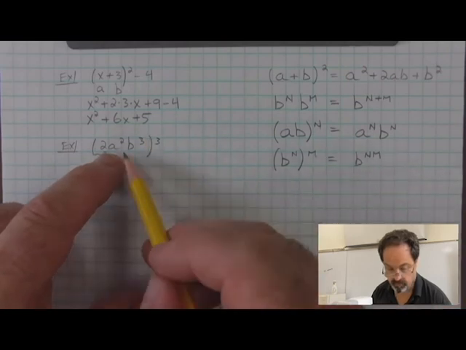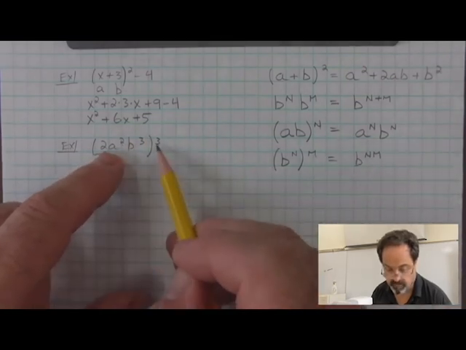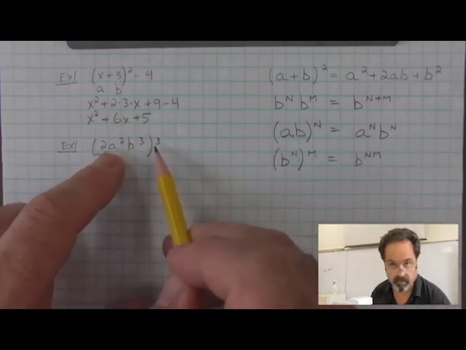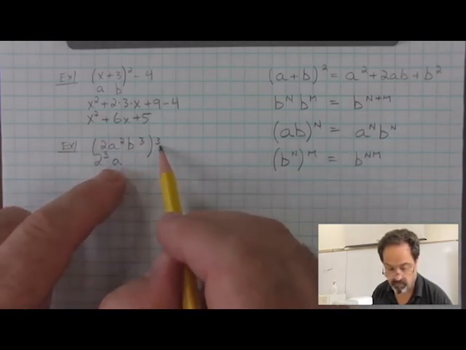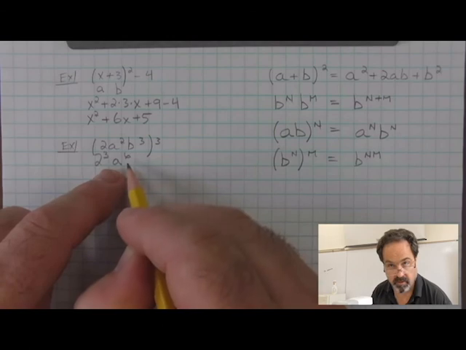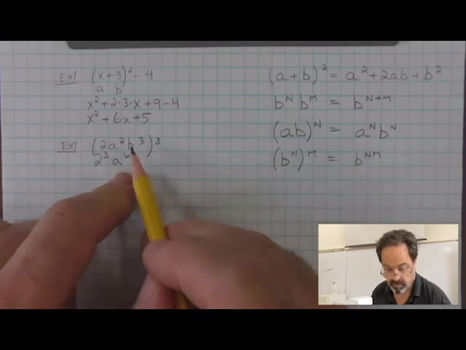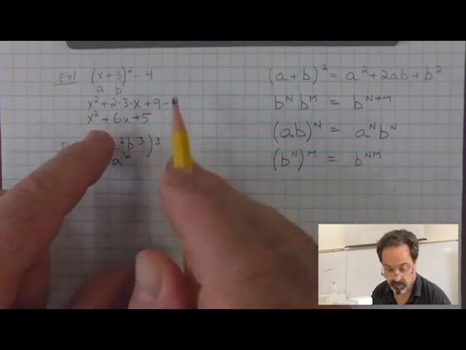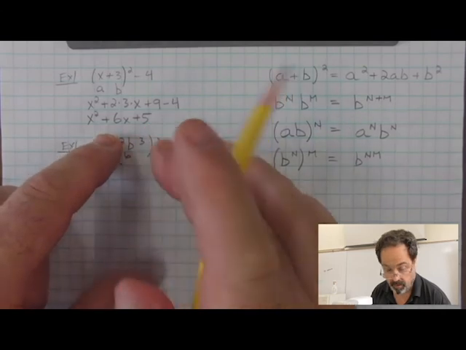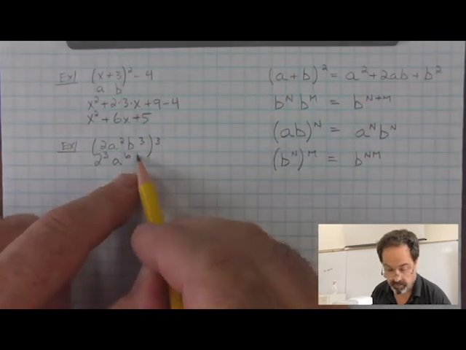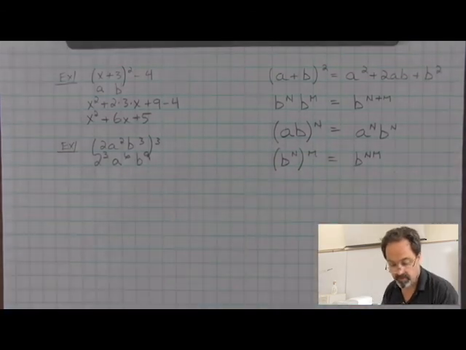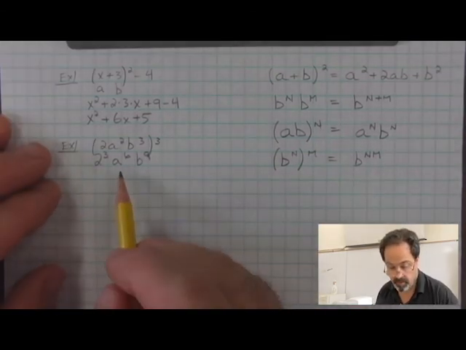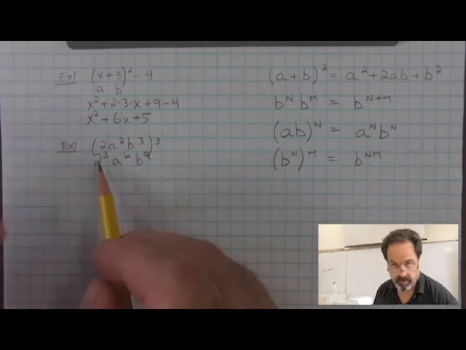That tells me how to take a squared and then raise it to the third power. It's going to be a to the 2 times 3, which is 6. And I'm going to use the same property to take the b cubed factor and raise it to the third power. It'll be b to the 3 times 3 is 9. I can simplify just a little bit more here. The 2 cubed will be 8.